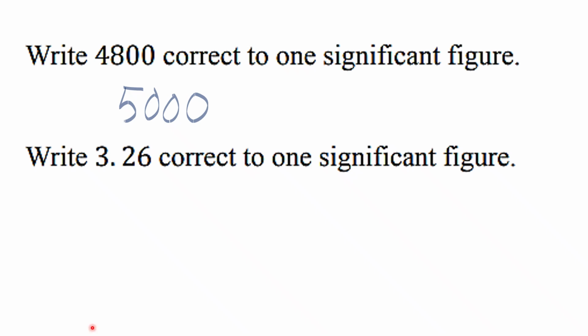Now next, write 3.26 correct to one significant figure. First SF is 3, 2 is the second SF, 6 is the third SF. To make a change in the first SF, I will see the second. Over here I am having 2, which is less than 5. So in this 3, I'm not going to add anything. This 3 will be as it is, and the rest of these two numbers will become 0, 0. My answer will be just 3.